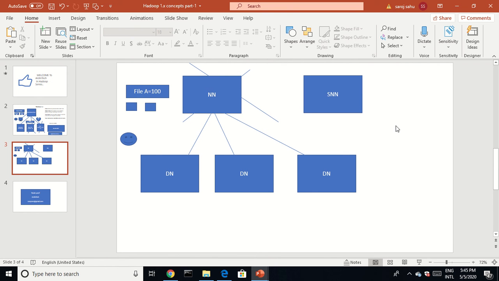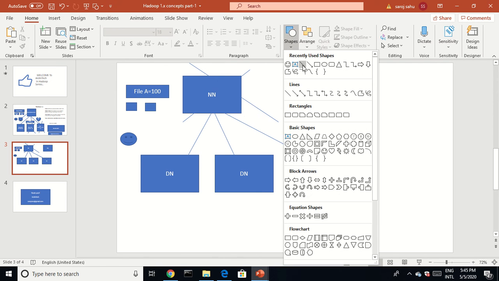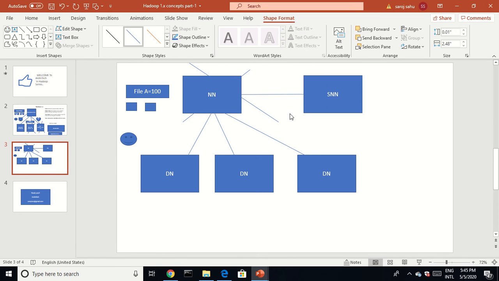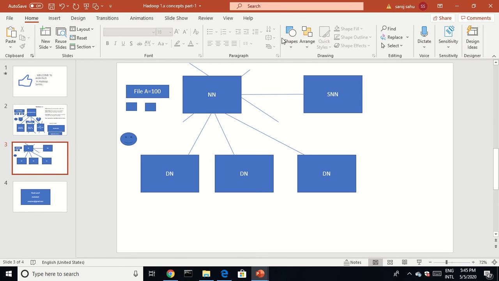It is the checkpointing system, or it can copy. What is checkpointing? It will copy the metadata from the name node. So it is not a hot backup, it is a cold backup. Every 1 hour it will contact the name node and do the checkpointing.